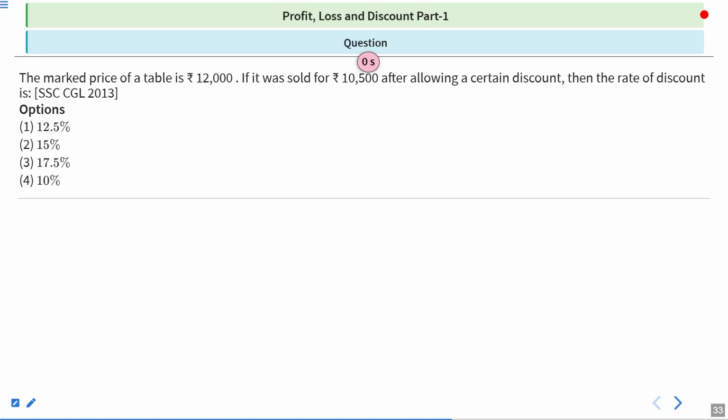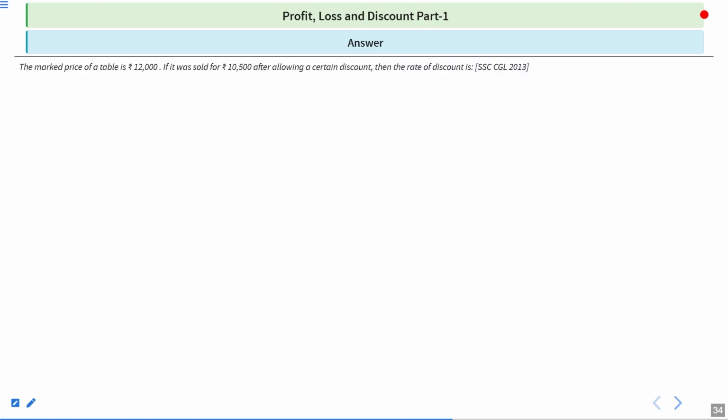Now time's up. Let's see the solution of this question. So the question says that the marked price is given, which is 12,000 rupees, and it was sold at 10,500 rupees. It means this is the selling price. So what will be the discount rate percentage? So first we calculate the discount, then we can calculate the discount percentage. So the correct answer of this question is A, which is 12.5%. Now see the detailed solution.